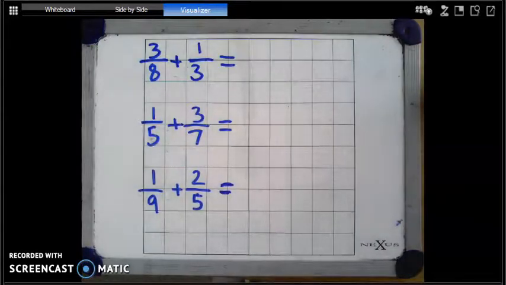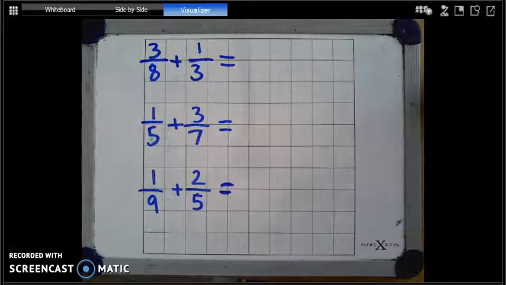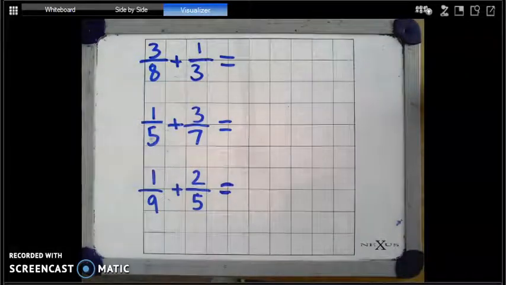Here are 3 fraction calculations for you to practice now. 3/8 plus 1/3. 1/5 plus 3/7. 1/9 plus 2/5. Remember the steps. Step 1, find a common denominator, multiply the denominators together to find it. Step 2, whatever you multiplied the denominator by, you must also multiply the numerator by. Step 3, only add the numerators together. Pause the video now, solve them, and then unpause to check your answers.